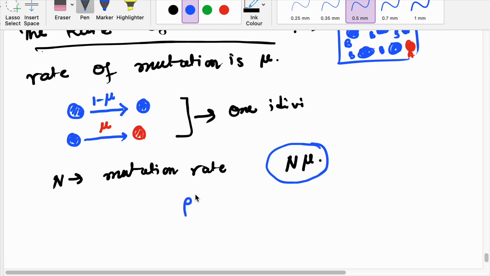Rho is the fixation probability. Only one mutation came in the population. What is the probability that that mutation will fixate? That will be rho.